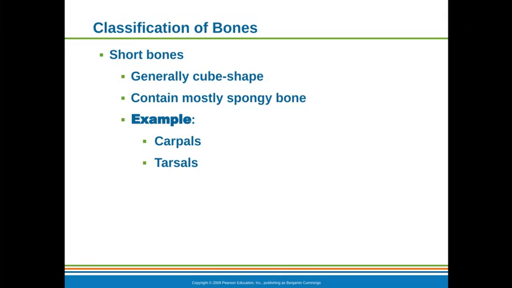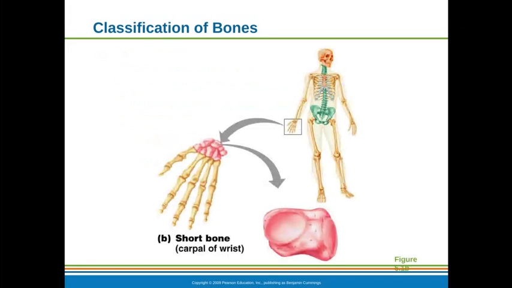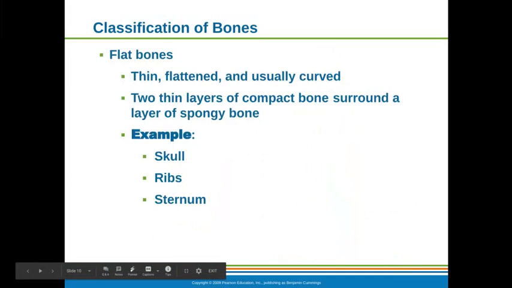So we have short bones. Now these are generally going to be cube-shaped. They contain mostly spongy bone. These are going to be the carpals and tarsals. These are the bones that make up the wrist joint and the ankle joint in your hands and feet respectively. So we can see they have this general cuboid shape. They are roughly the same length as they are width.